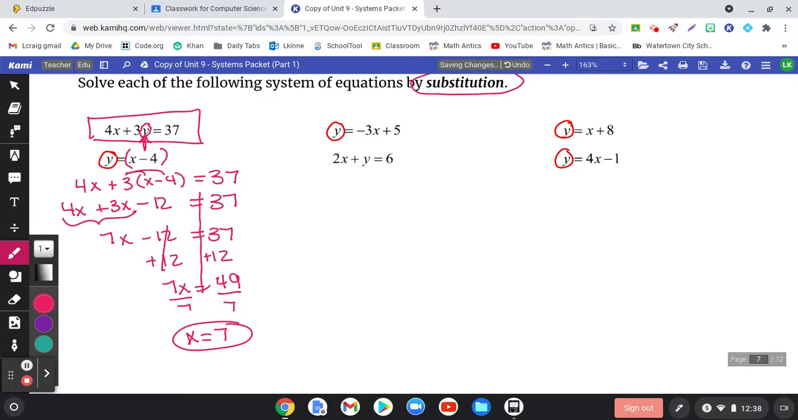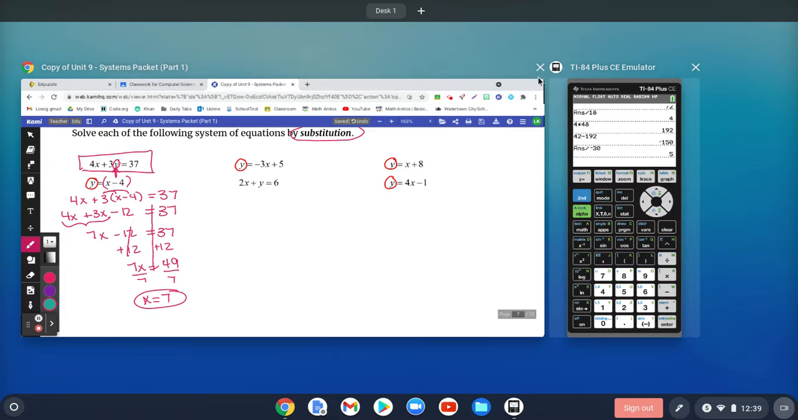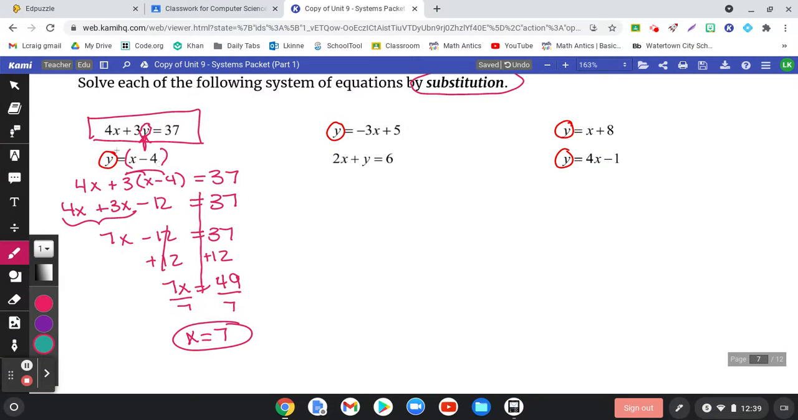All right, now you also want to find the y value. It's easiest to take the easier of the two equations. So if you look, this bottom equation looks a lot easier. y equals x minus 4. Well, now you know that x equals 7. So instead of y equals x minus 4, we're going to substitute again. y equals 7 minus 4.